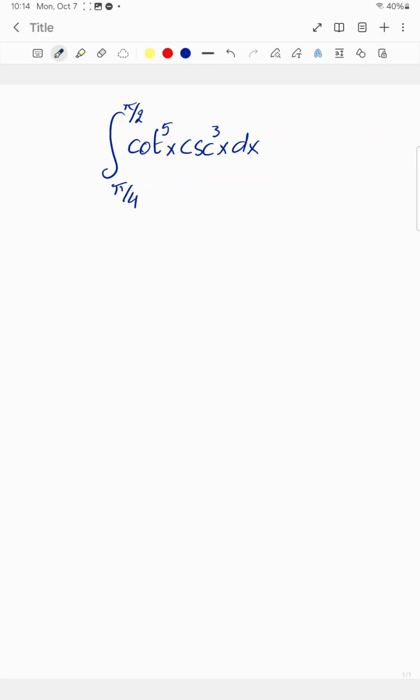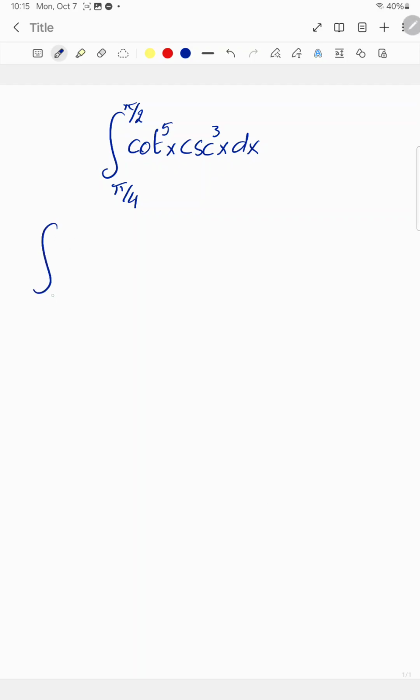In this video, we'll try to solve this integral, which is cot to the power of 5x cosec to the power of 3x dx between pi over 4 and pi over 2. As I said in all my previous trigonometric videos, whenever you have a trigonometric function with the power of an odd number, try to make at least one of them to the power of an even number, because all the trigonometric identity formulas are to the power of 2. So let's change that. In that case, I'm going to change both of them, the cot and cosec.